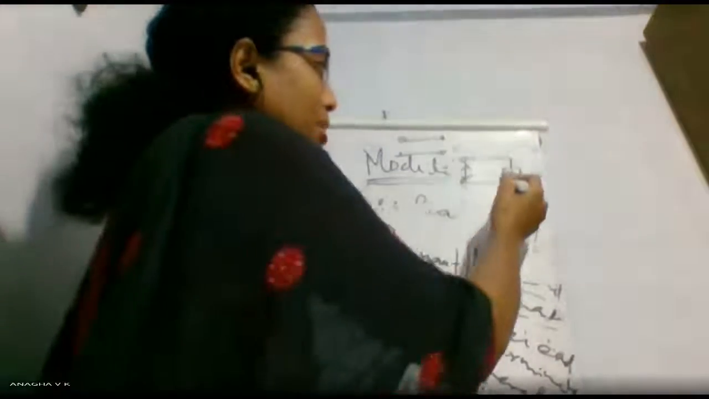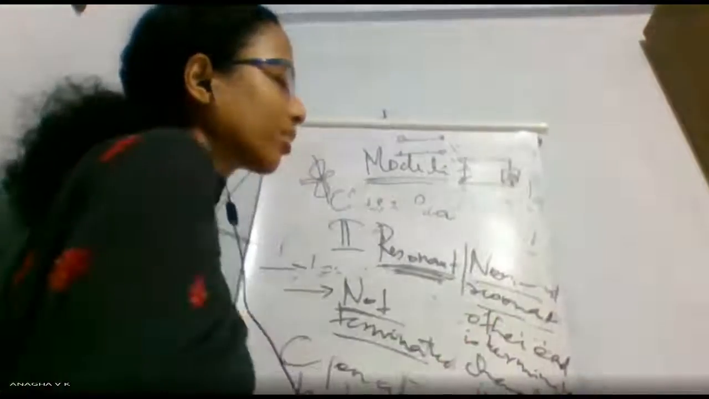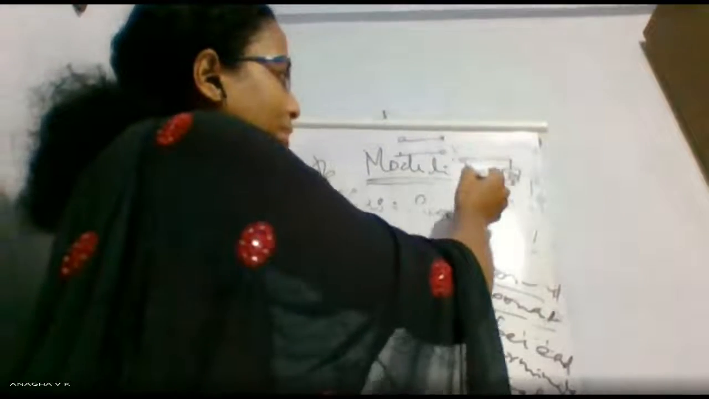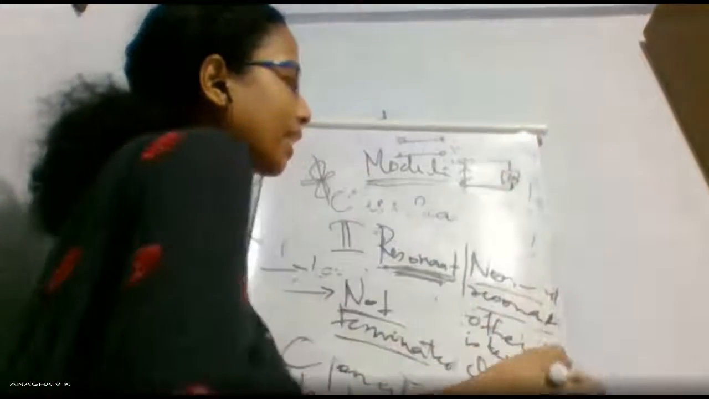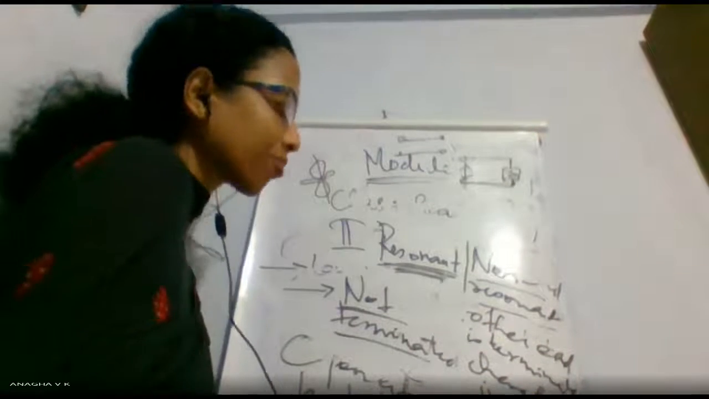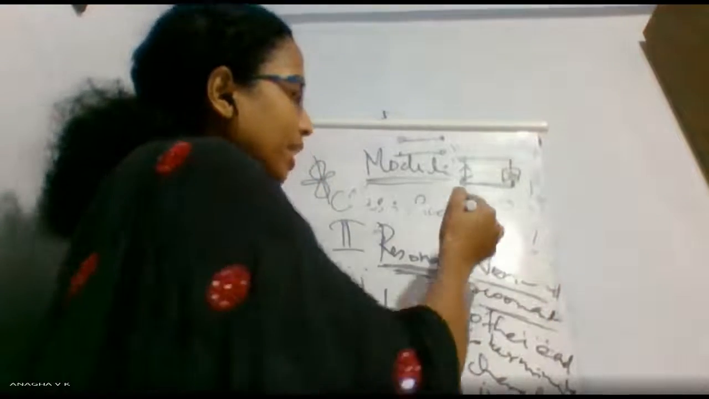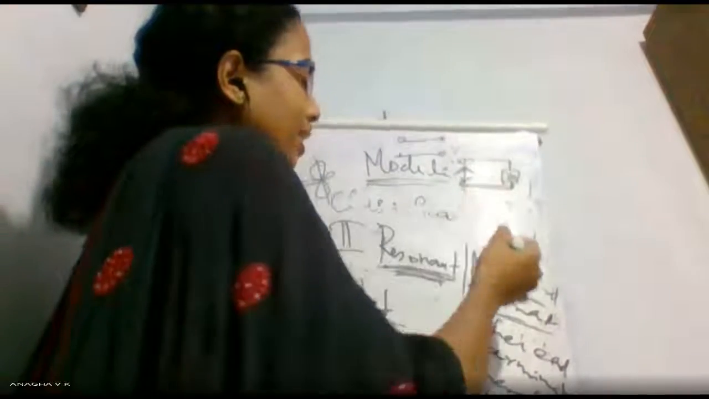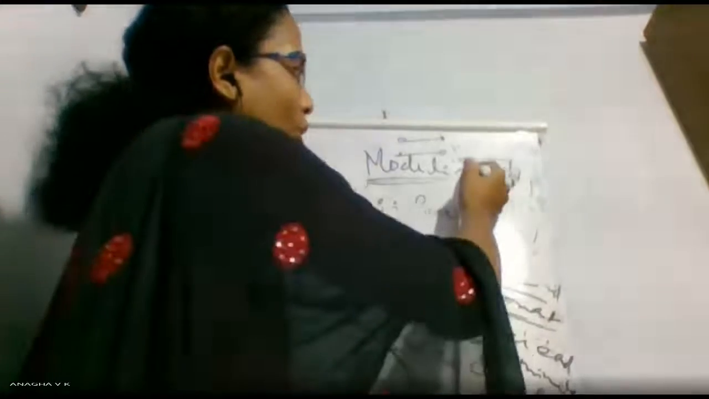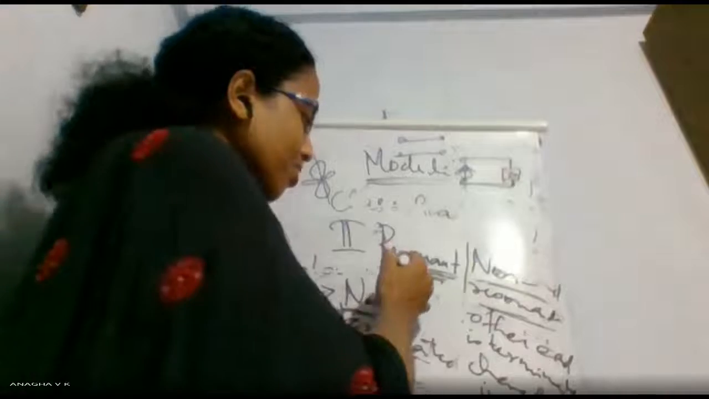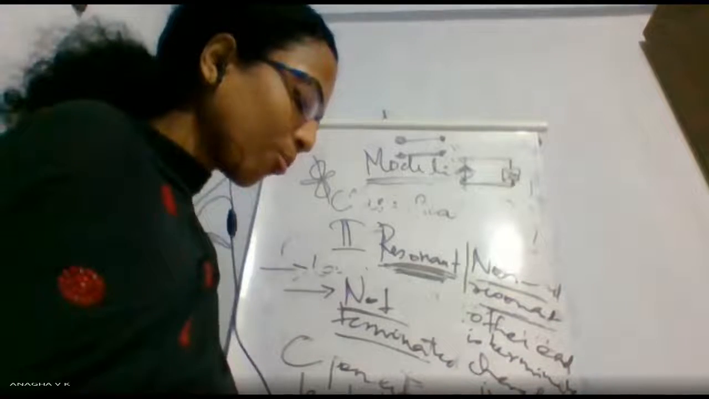The other end is terminated in characteristic impedance in the case of a non-resonant antenna, and the open end is excited. In the case of a resonant antenna, both the ends are open.